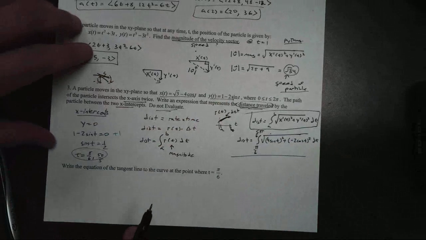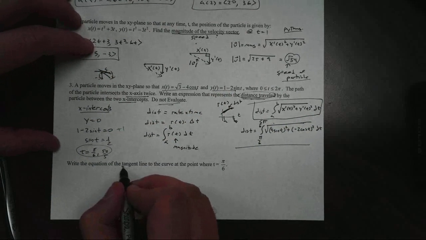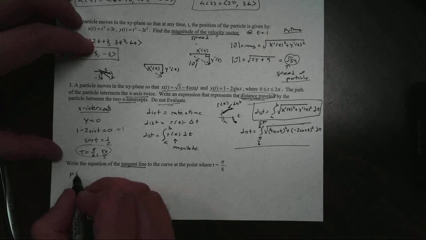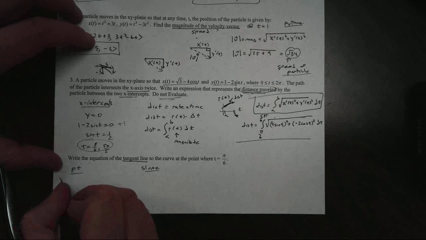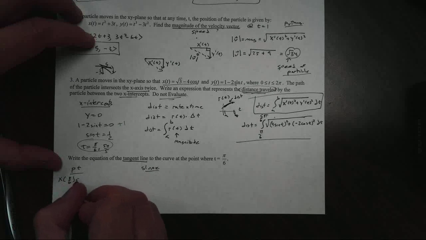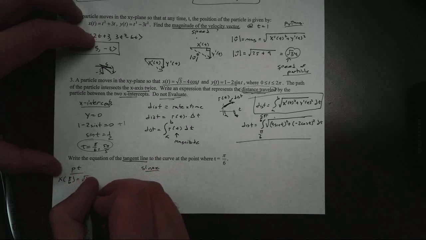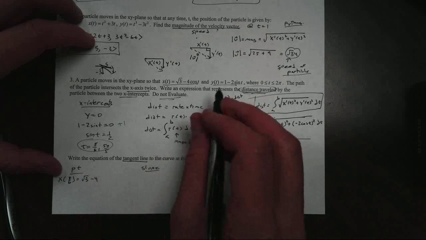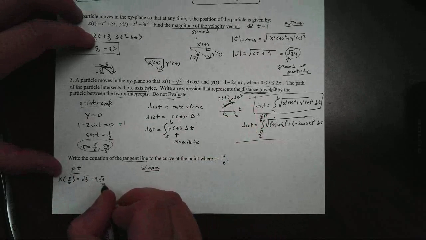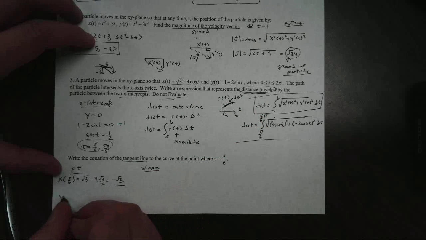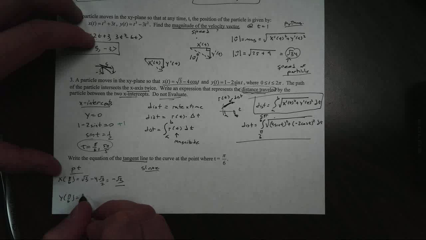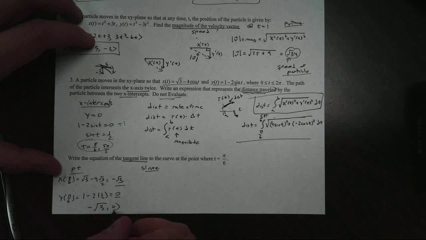Don't solve it. All right, our last one: write the equation of a tangent line. For a tangent line, we need a point and a slope. To get the point, we need the value at pi over 6 for x, which is easy: square root of 3 minus 4 times the cosine of pi over 6, which is root 3 over 2. That's nice, it's just negative root 3. Get the y value, same idea: 1 minus 2 times a half, I get 0. So our point is negative root 3 comma 0.